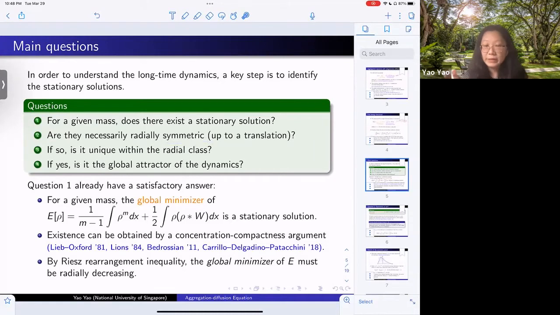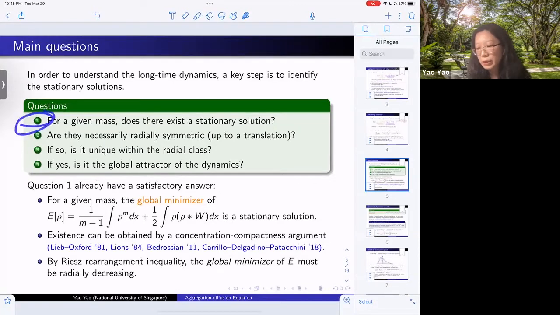Well, the equation itself is rotationally invariant. So maybe we are hoping that the steady state should inherit that property. If the second question has a positive answer, then we can further ask: is the steady state unique within the radially symmetric class? And if the answer also happens to be yes, we can finally ask ourselves, is this unique steady state the global attractor of the dynamics? Well, up to translation, right?